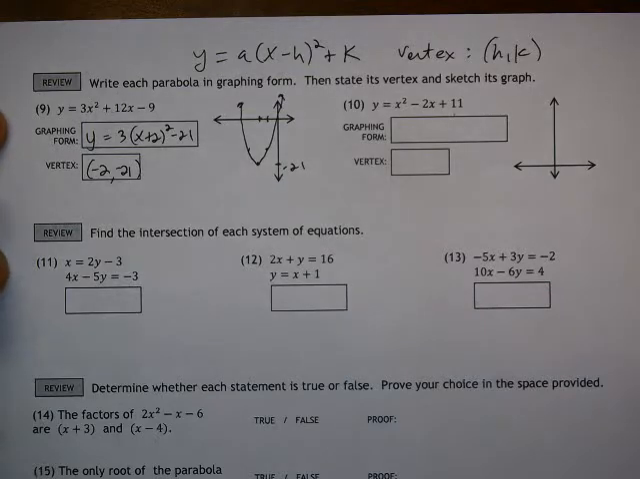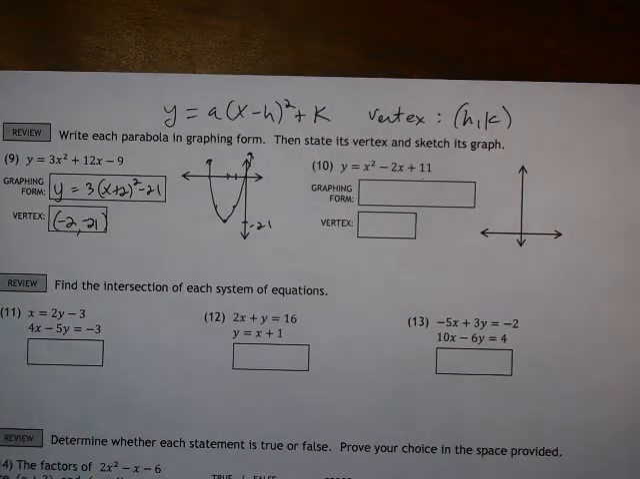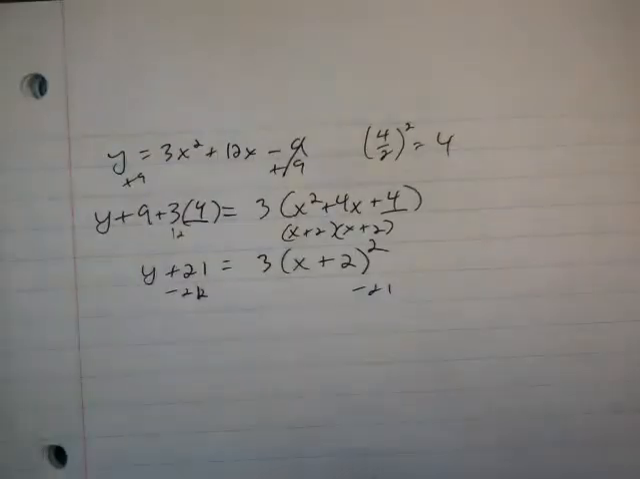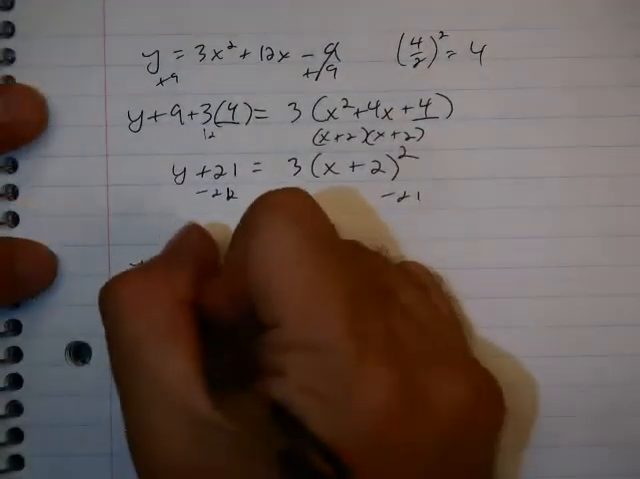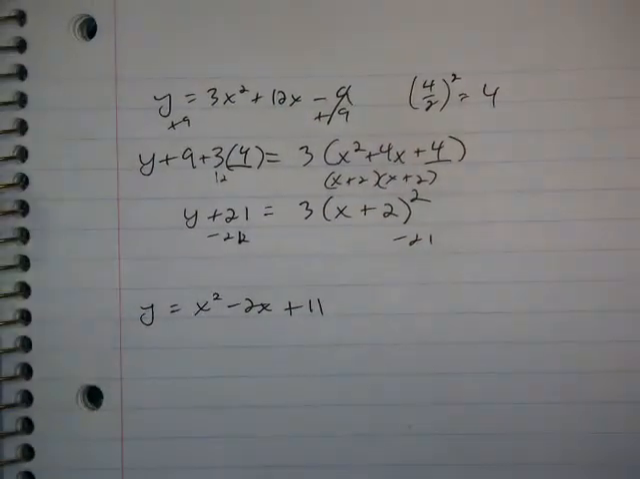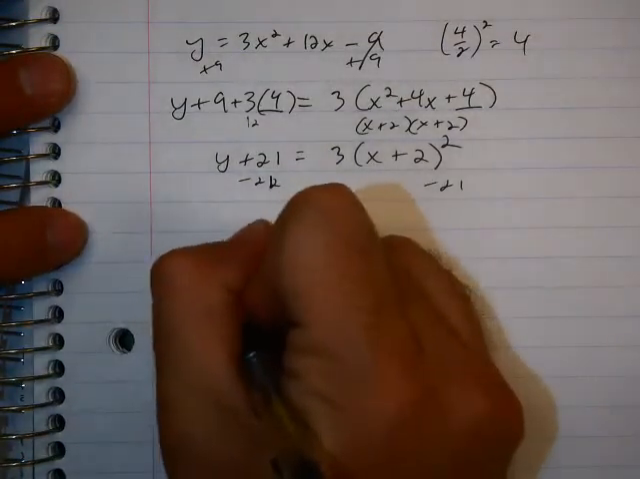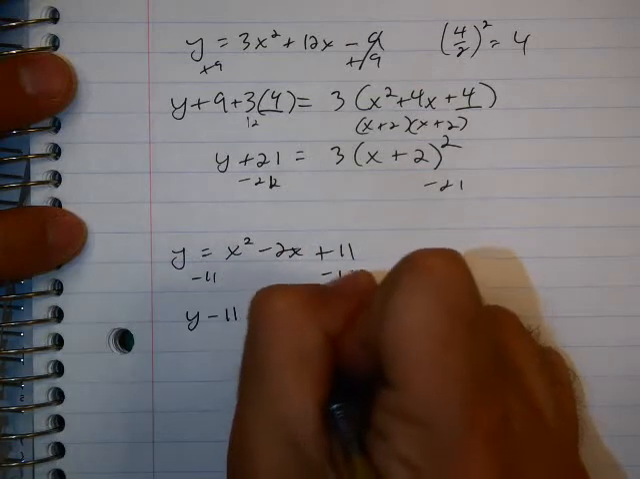Now I'm going to do the same thing on number 10 with the x squared minus 2x plus 11. So now this one's going to be a little bit easier. y equals x squared minus 2x plus 11. I want to make sure that's right. Minus 2x, yes. So now it's the same idea. I'm going to subtract 11 first, subtract the constant. So I have y minus 11.